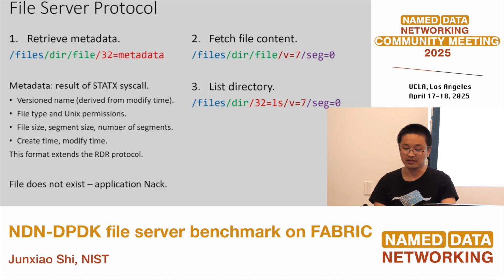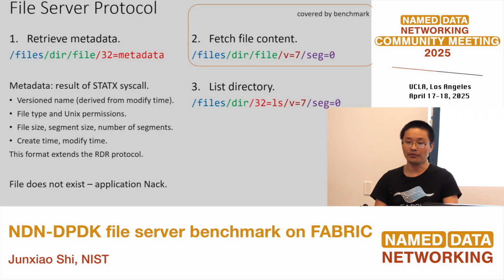Once you have the metadata, especially the version name, you can use this version to fetch the file content. This follows the usual version name component and the segment name component to fetch a segment. The file server also supports directory listing. A directory listing packet is identified by the ls keyword name component. In this benchmark, we will only cover the fetch file content operation, although the file server does support all 3 operations.